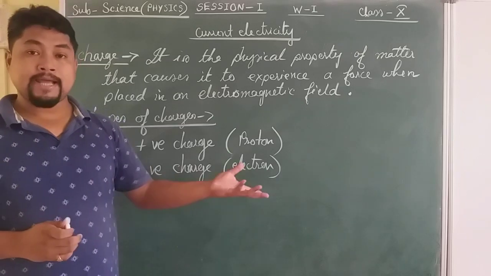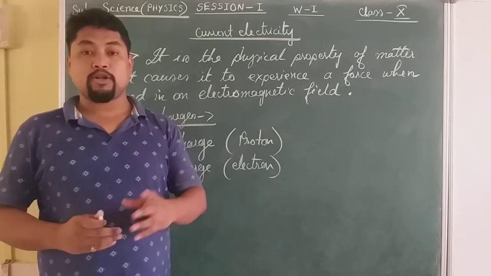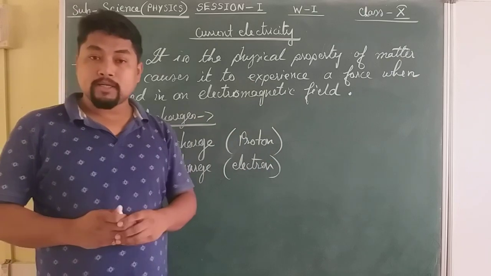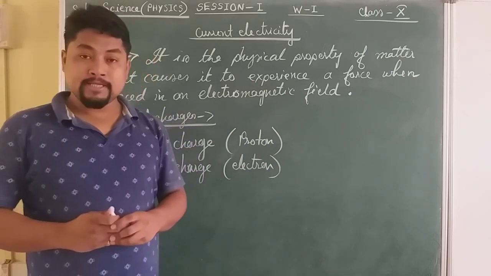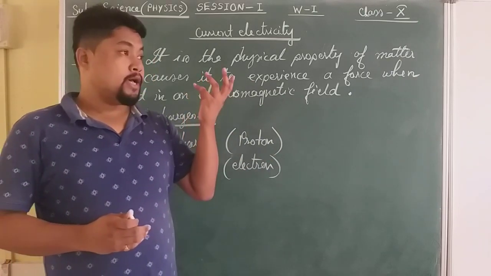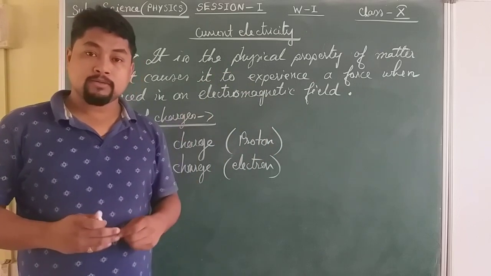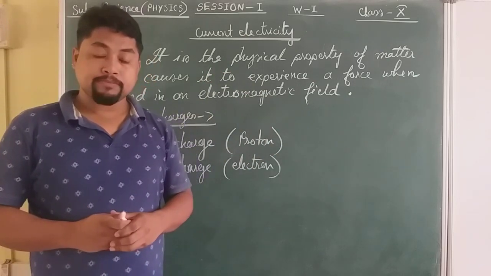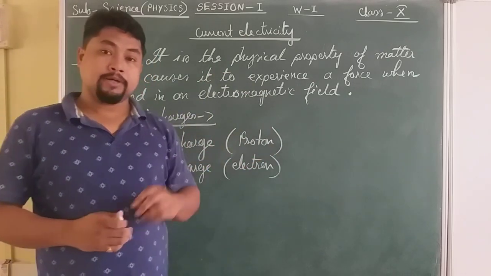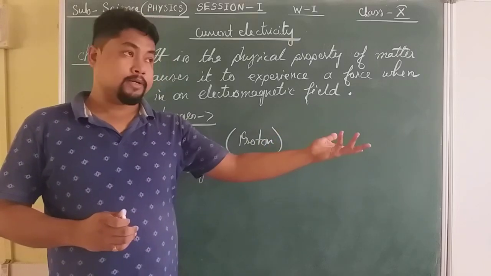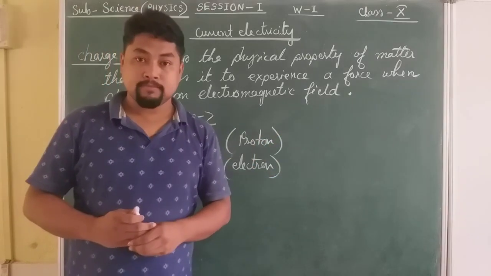Charge can neither be created nor be destroyed. It can only transfer from one body to another. That is, the total charge of an isolated charged body remains the same. This is the second property, called conservation of charge.